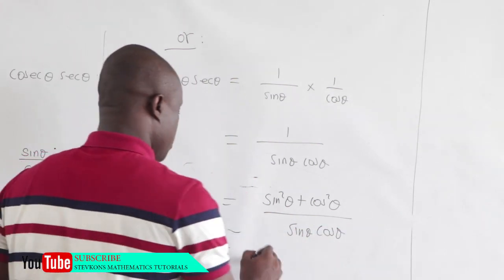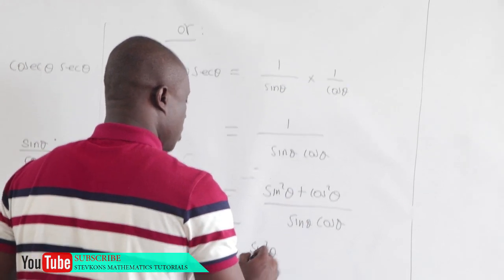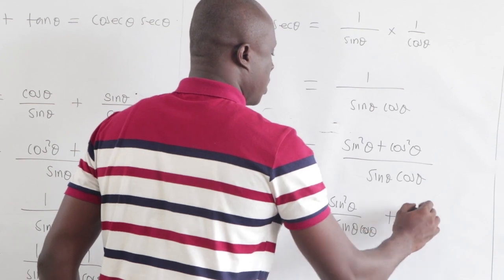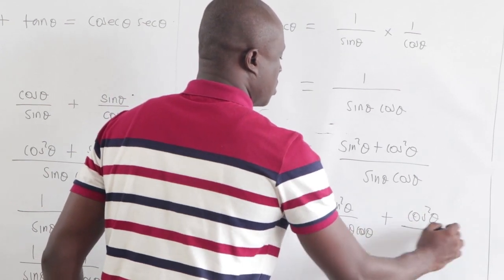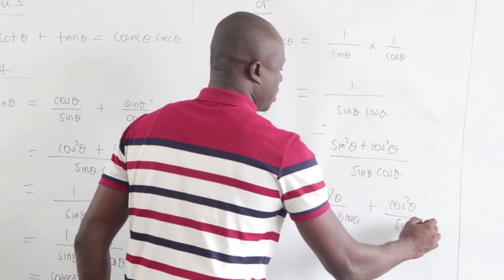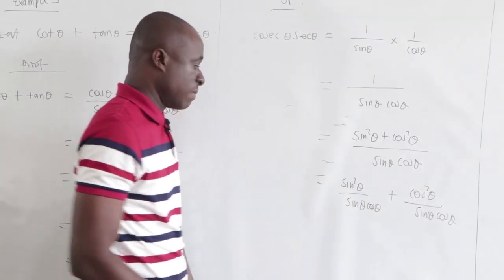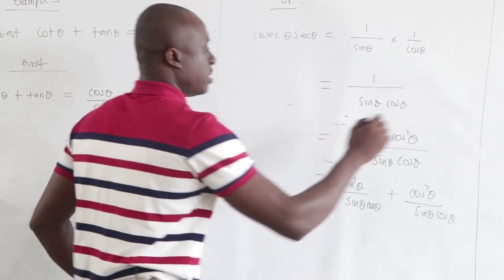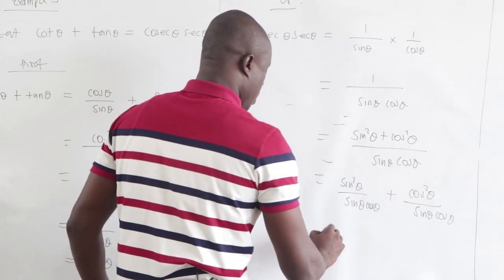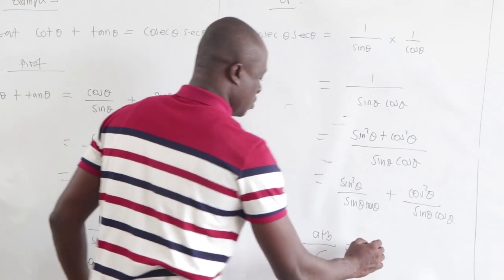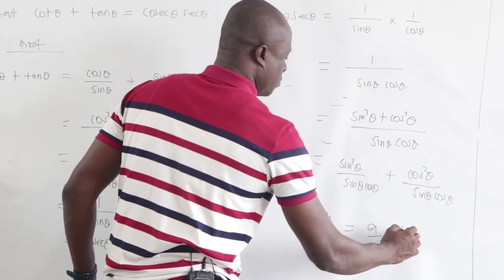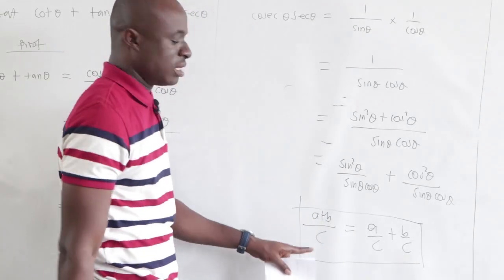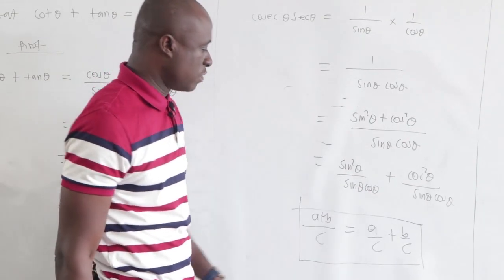From here, this is the same as sine square theta over sine theta cos theta plus cos square theta all over sine theta cos theta. Now, why was I able to do this? We know that if you have a plus b all over c, this is equal to a over c plus b over c. So this is the principle that I used for this.